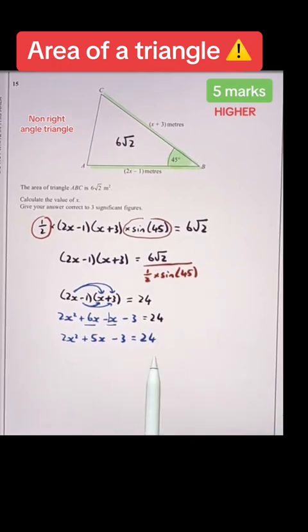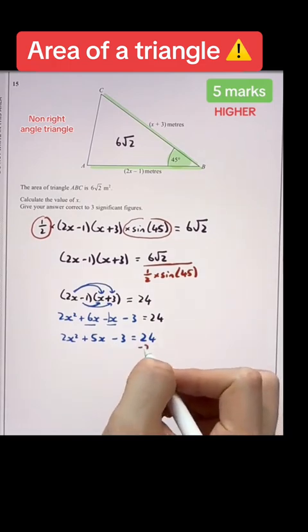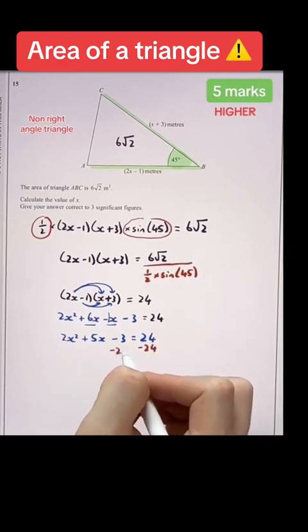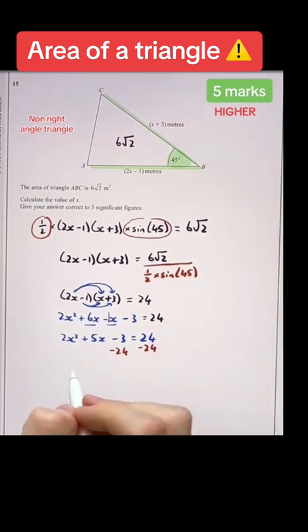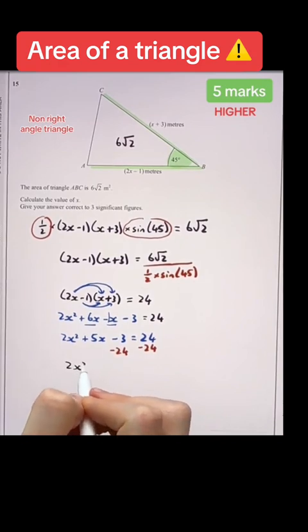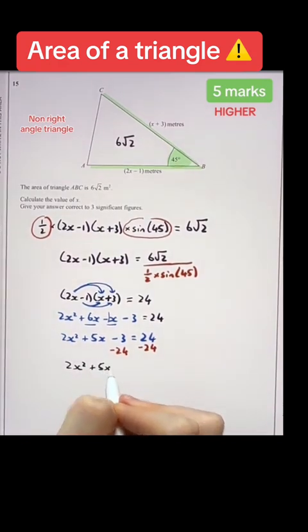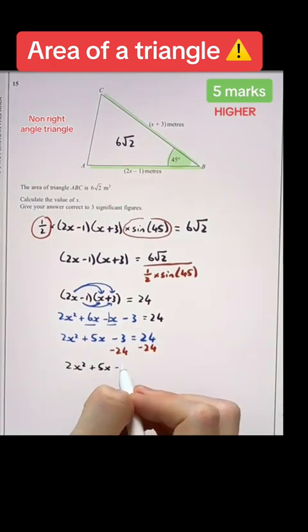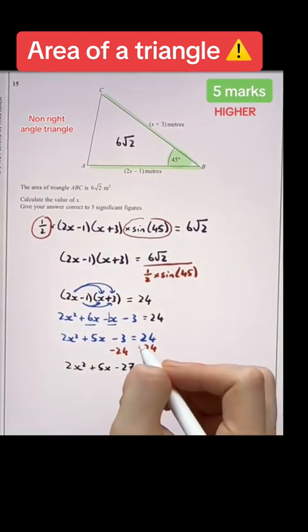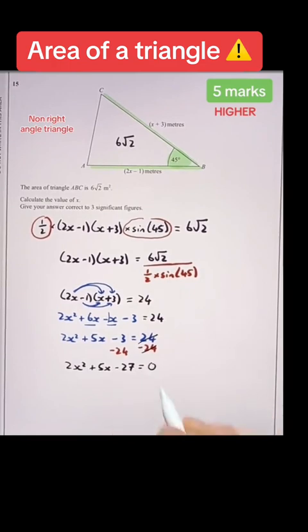I can now see I'm getting a quadratic in terms of x. I always want my quadratic equal to 0. So I'm going to move the 24 across to the left by doing the opposite. The opposite of add 24 is subtract 24 from both sides of my equation. On the left-hand side, therefore, I've got 2x squared plus 5x. I know negative 3 take away 24 will give us negative 27. And on the right-hand side, 24 take away 24 will cancel. It leaves us with 0.